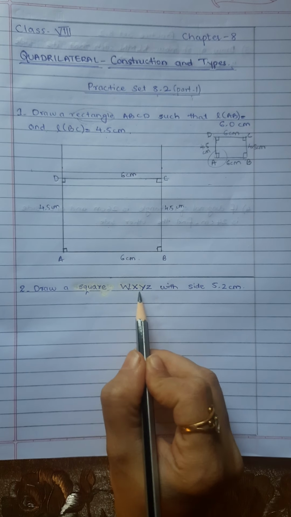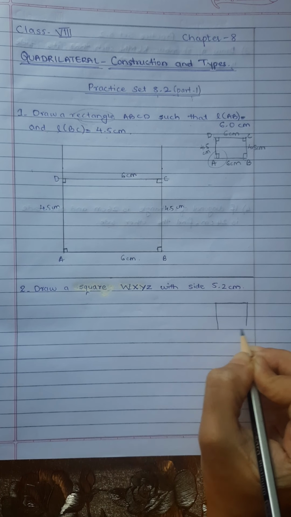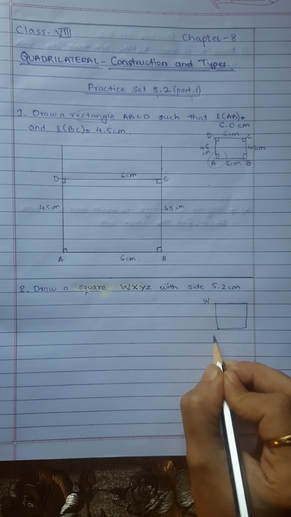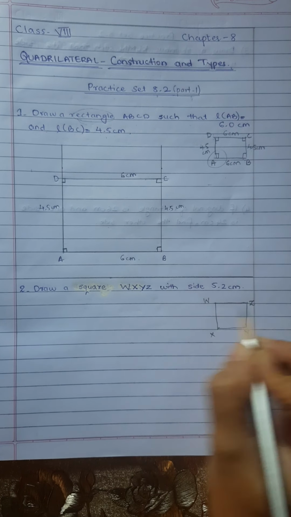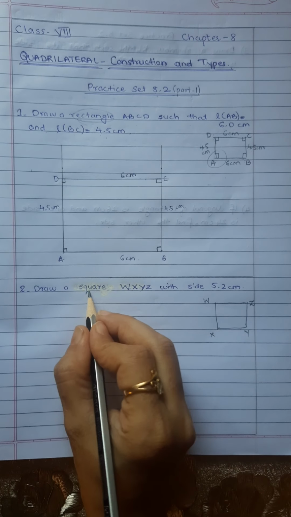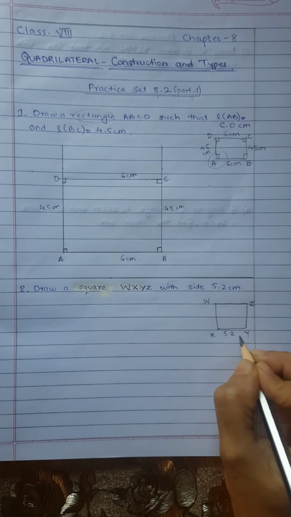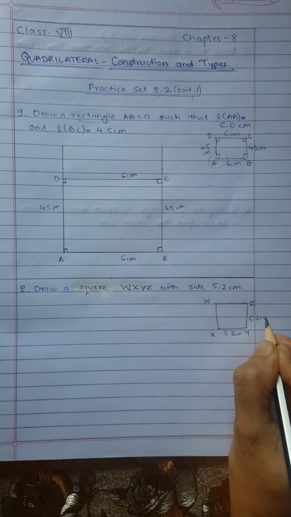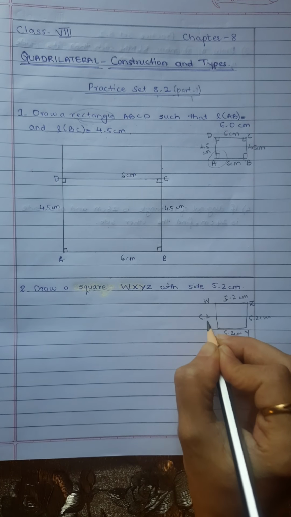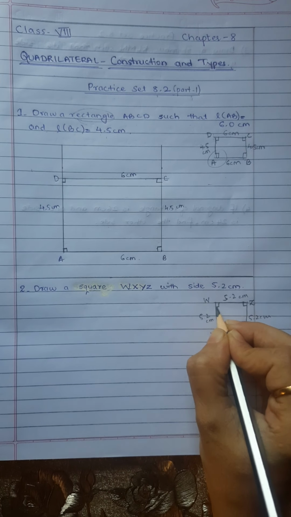Draw a square WXYZ. So we will draw a rough figure first. Name it as WXYZ with side 5.2 centimeters. As we know, all the sides of a square are of equal length. So 5.2 centimeters, this will also be 5.2 centimeters, 5.2 centimeters and 5.2 centimeters. All the angles measure 90 degrees.